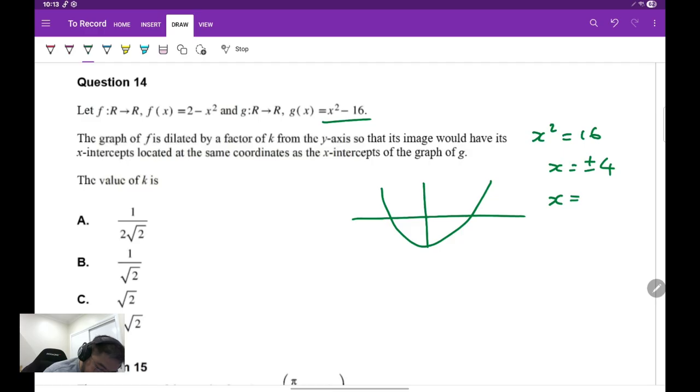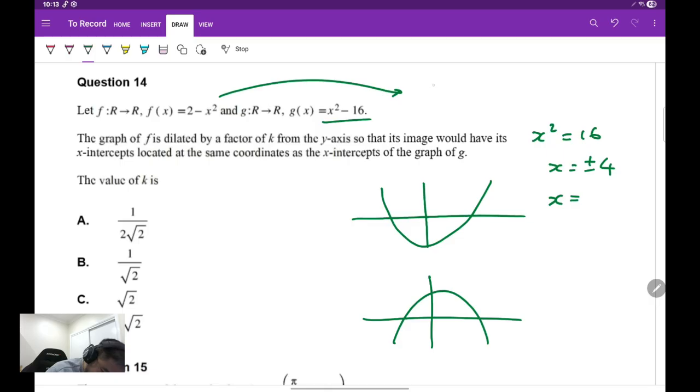So from here, what about this one? f of x, we've got an upside down graph, and the intercepts will be 2 minus x squared is equal to 0. x is equal to plus minus the square root of 2. Okay, so it's saying the graph of f is dilated by a factor of k from the y-axis so that its image would have the same x-intercepts located at the same coordinates as the x-intercepts of the graph of g. What is the value of k?